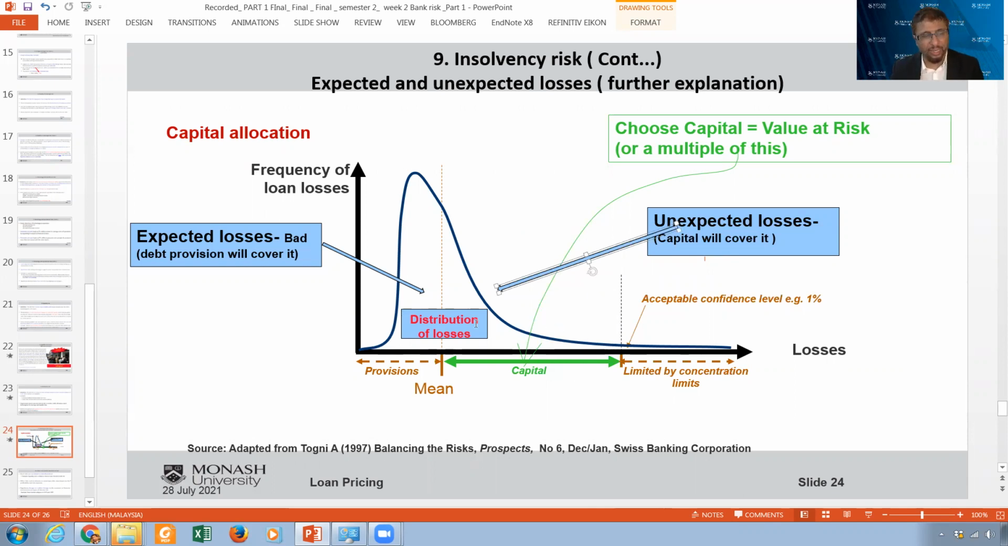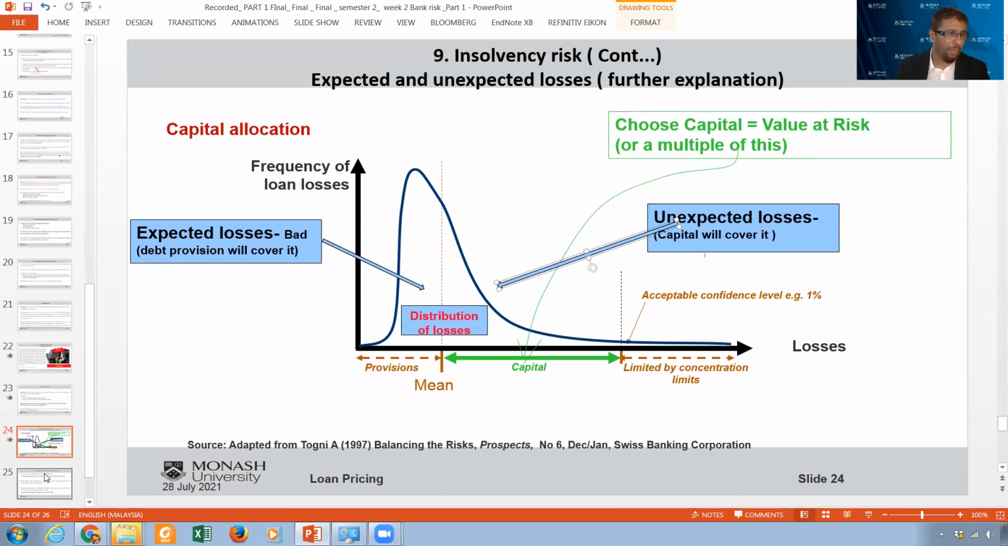So the capital risk is that you don't have enough capital to buffer the unexpected losses, and you eat all the capital and the losses continue. In this case, you are bankrupt.